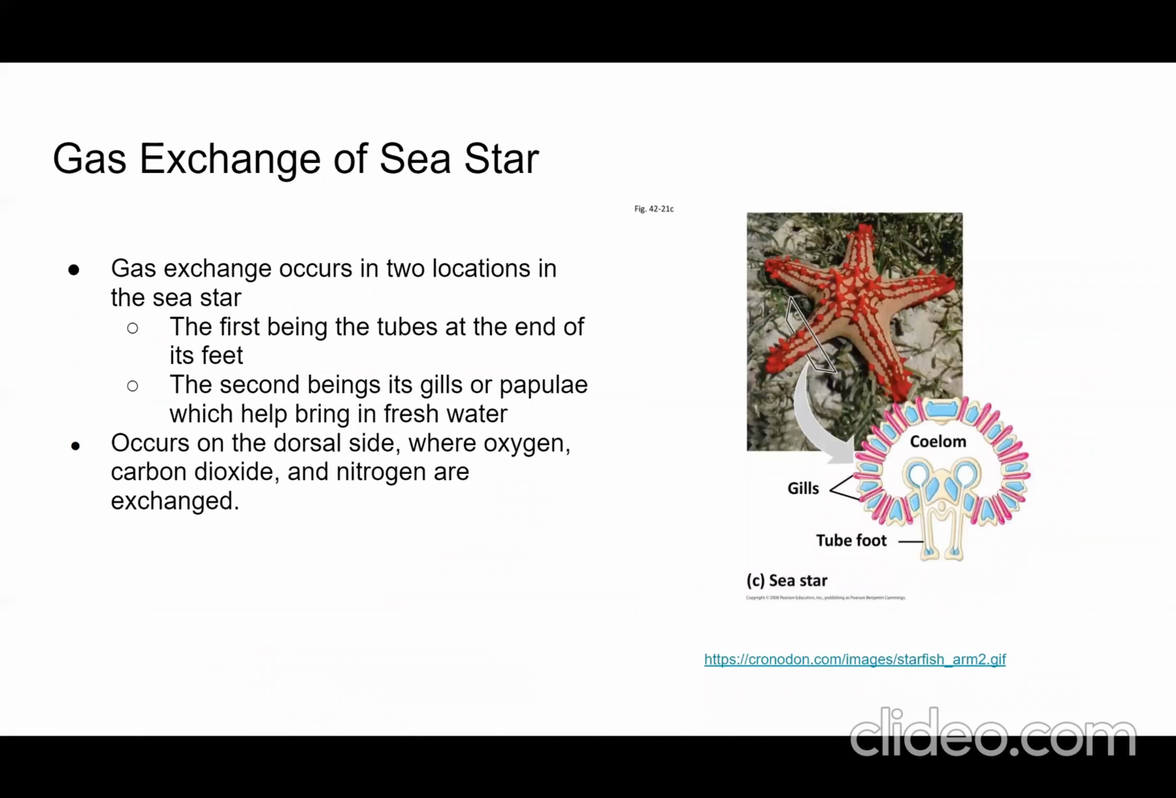Gas exchange in the sea star occurs in a very unique way when compared to other organisms. It does not use organs like gills or lungs, but it does use its papillae. It also uses a water vascular system to diffuse water through its body to obtain oxygen. To do this, the sea star uses its suction cup-like feet to pull water into its body and obtain oxygen whilst expelling carbon dioxide. This gas exchange occurs on the dorsal side of the sea star's body.